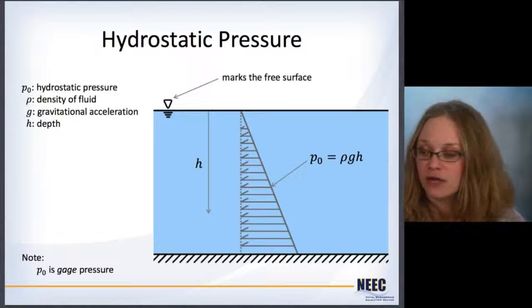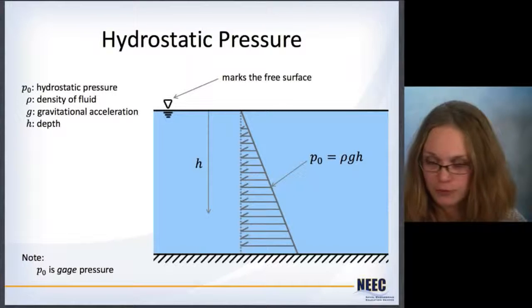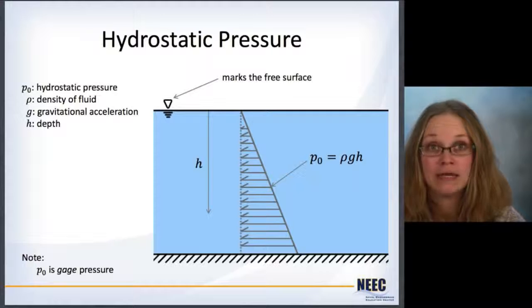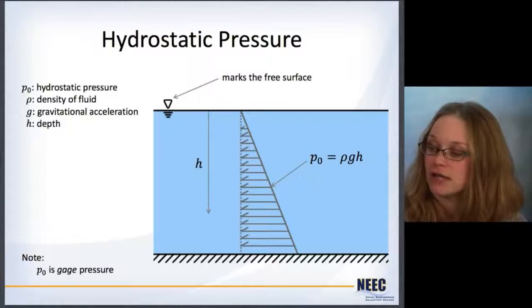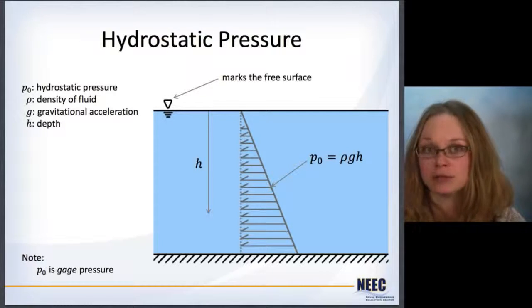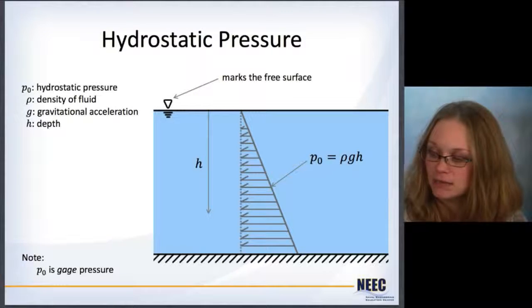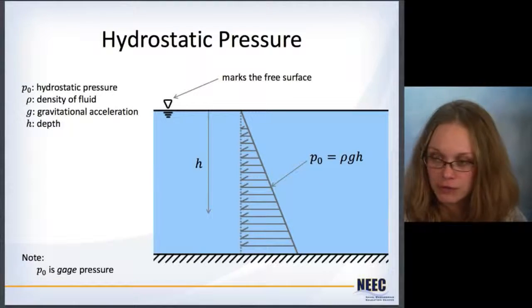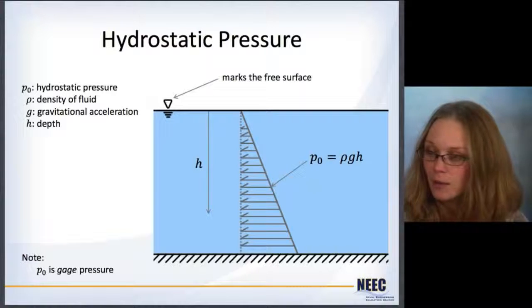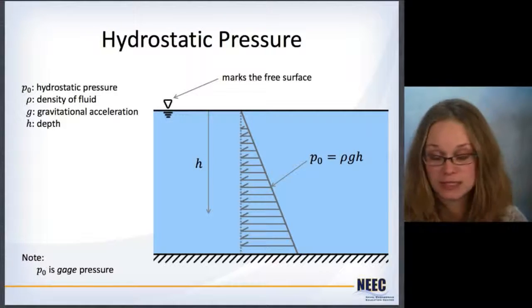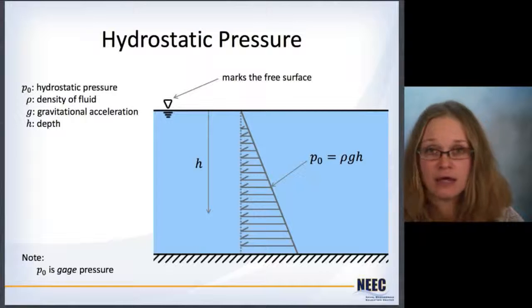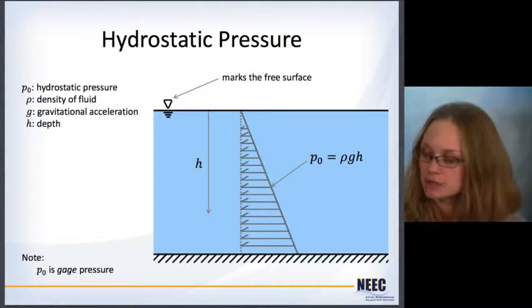First, the definition. Here is hydrostatic pressure. Hydrostatic pressure, we're going to denote P sub 0. It's defined as the density of water times gravity times H, which is the depth. So you can see it's a linear relationship between the pressure and the depth. It's measured from the free surface, which means that it's gauge pressure. We're not considering atmospheric pressure on top of this.